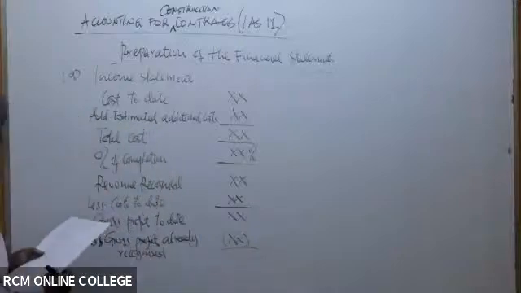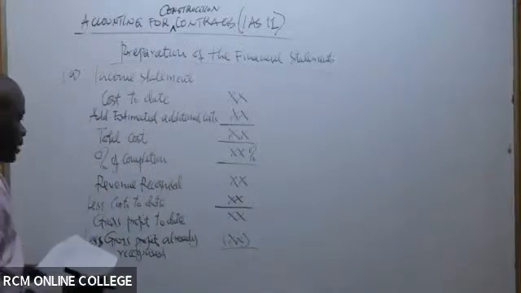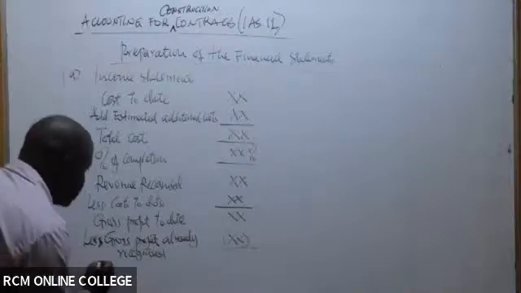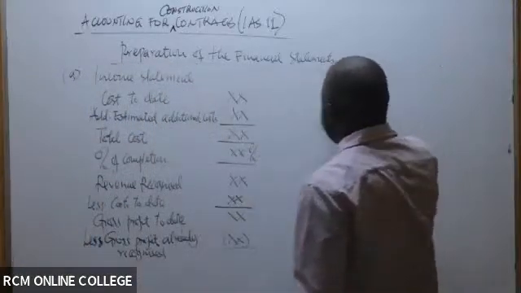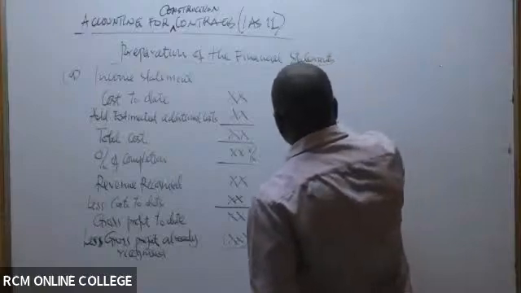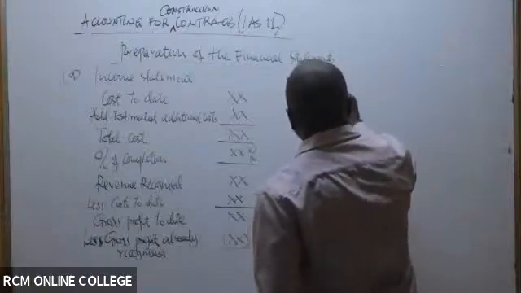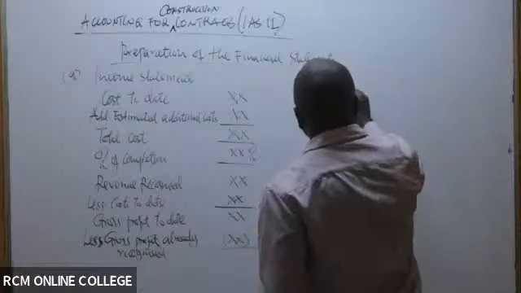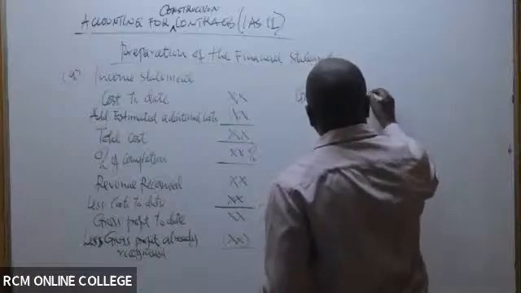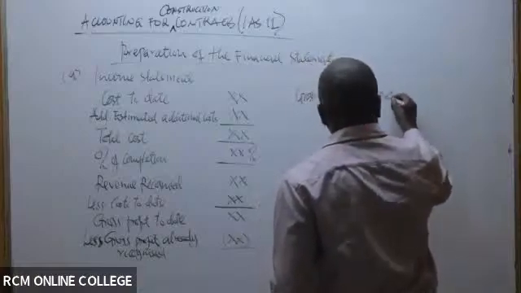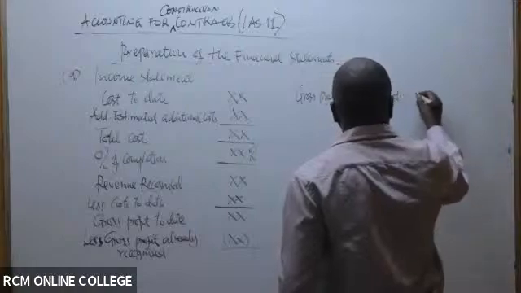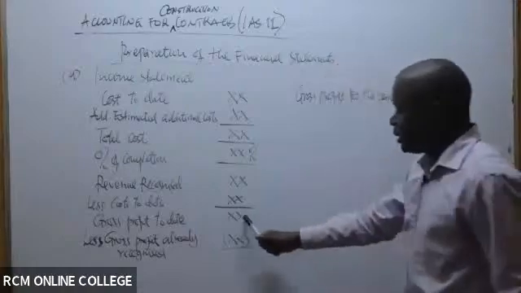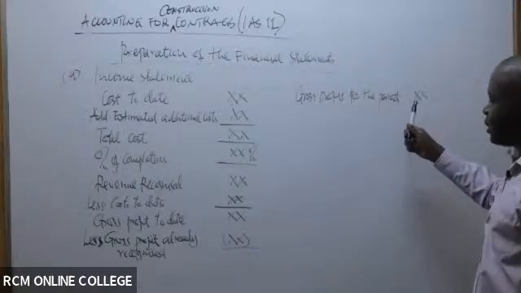Then in this case, you'll get a figure here we call, you can continue here. After that, you'll get a figure we call gross profit for the period. The difference between this and this, you'll get gross profit for the period.